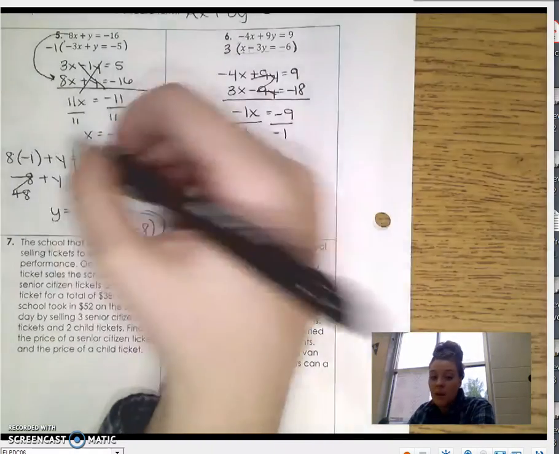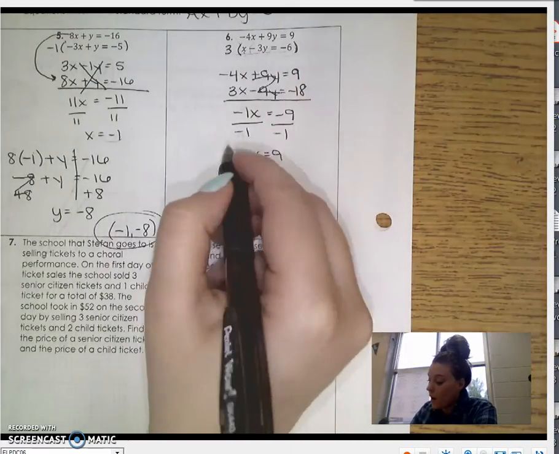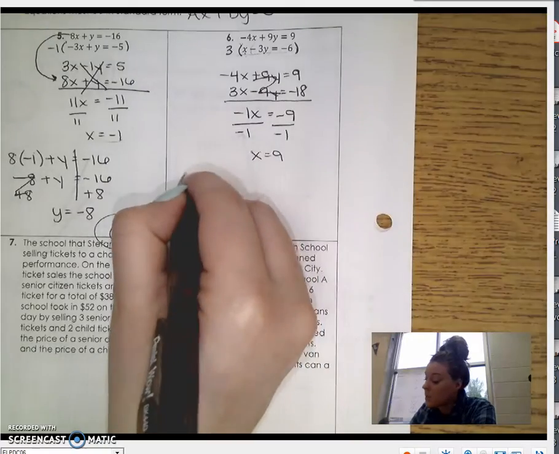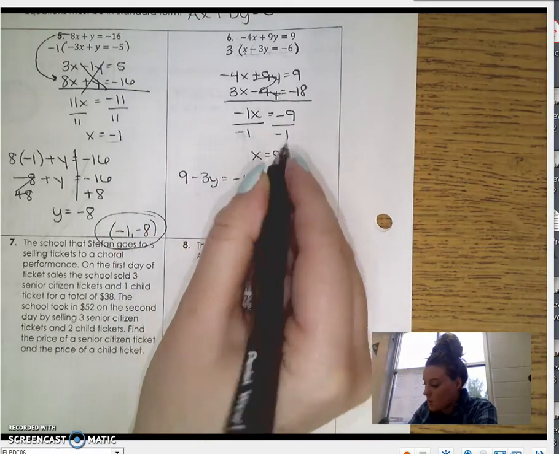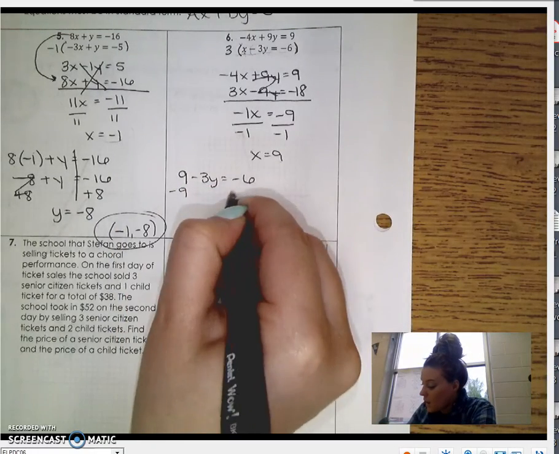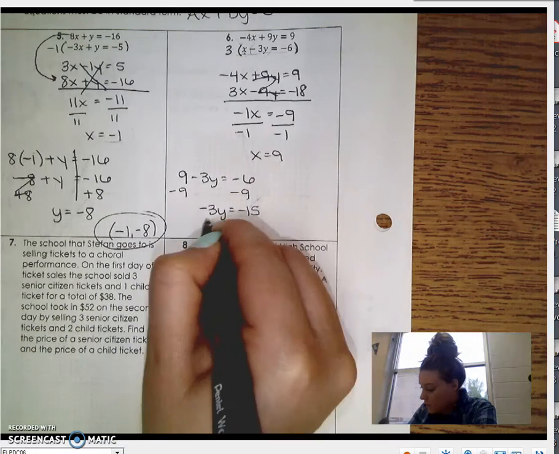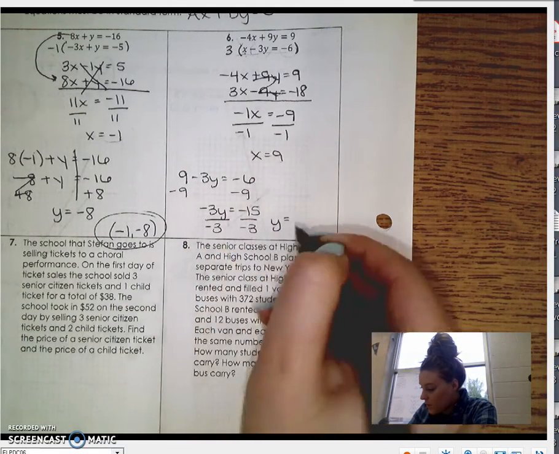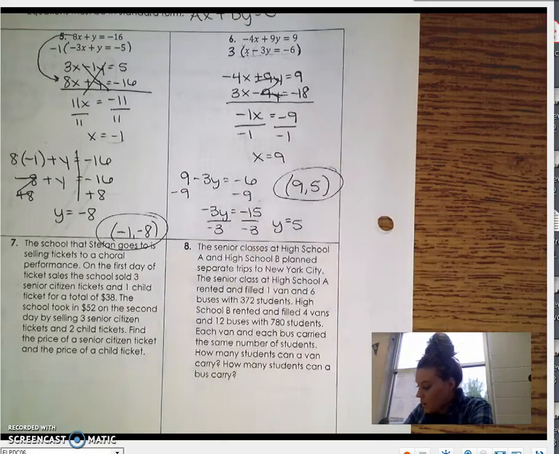Now, same thing like we did over here, we need to plug in 9 for x to solve for y. So I'm going to plug it into this equation right here, the x minus 3y equals negative 6. So I get 9 minus 3y equals negative 6. I substituted this 9 for this x right here. Subtract 9 from both sides, and I get negative 3y equals negative 15. Divide by negative 3. Y equals 5. So my final answer would be 9, 5.